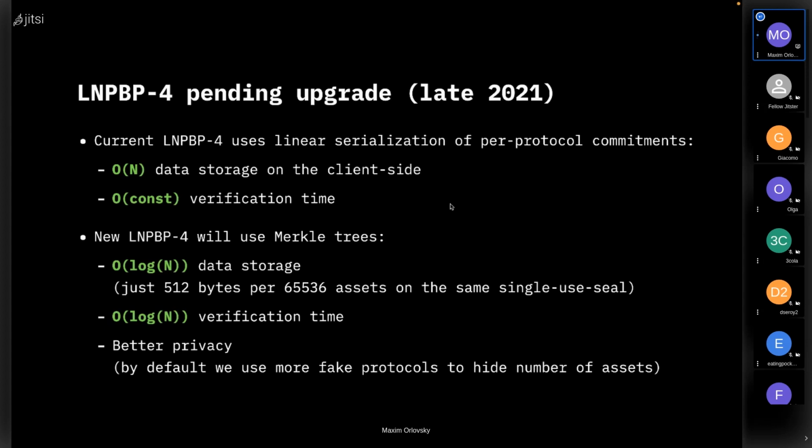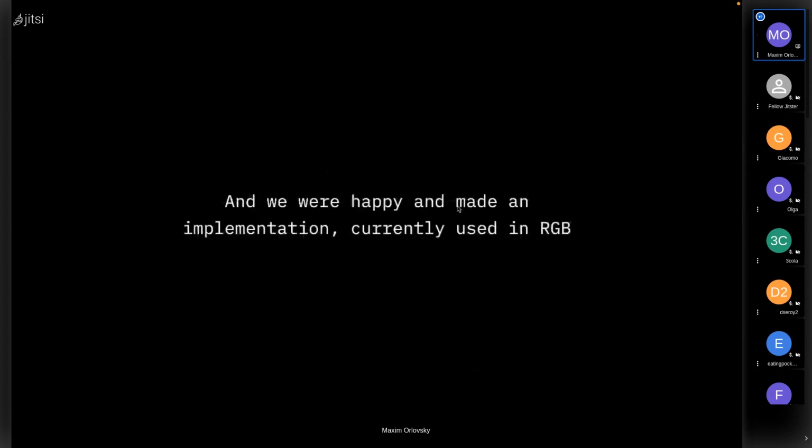So, for instance, you will need just 512 bytes per 65,000 assets on the same single-use seal, which is a huge increase. It comes with some cost, so you will have a slight increase in the verification time, but here we are more interested in the scalability in terms of storage, and also it brings the advantage of better privacy, because we can allocate a lot of slots for this multi-message commitment, and we can fill them with the entropy such that the other party wouldn't be able to guess how many assets we actually had transferred.